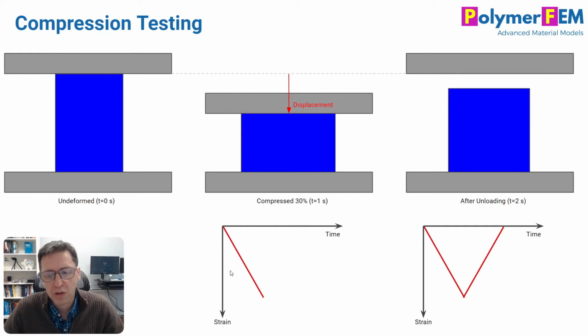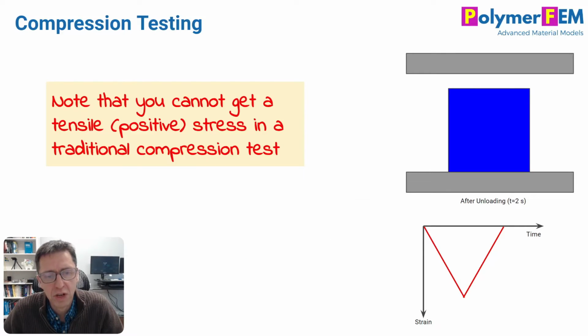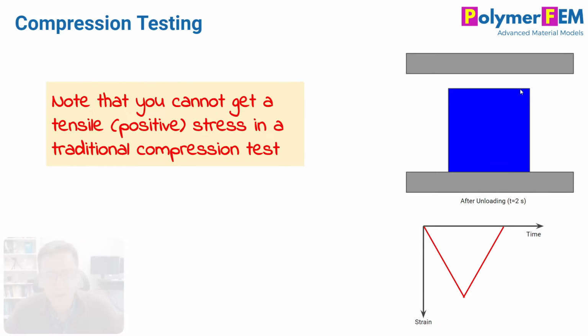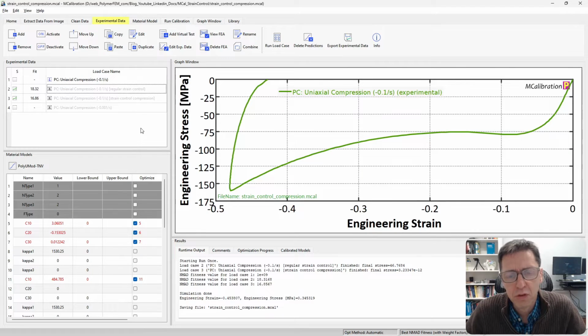So if we plot strain versus time, we compress it and then we go back to zero. We don't here get any tensile stress. So traditionally in a uniaxial compression experiment, you cannot get tension. So the stress constantly is going to be negative. That's really important to keep in mind as you analyze experimental data.